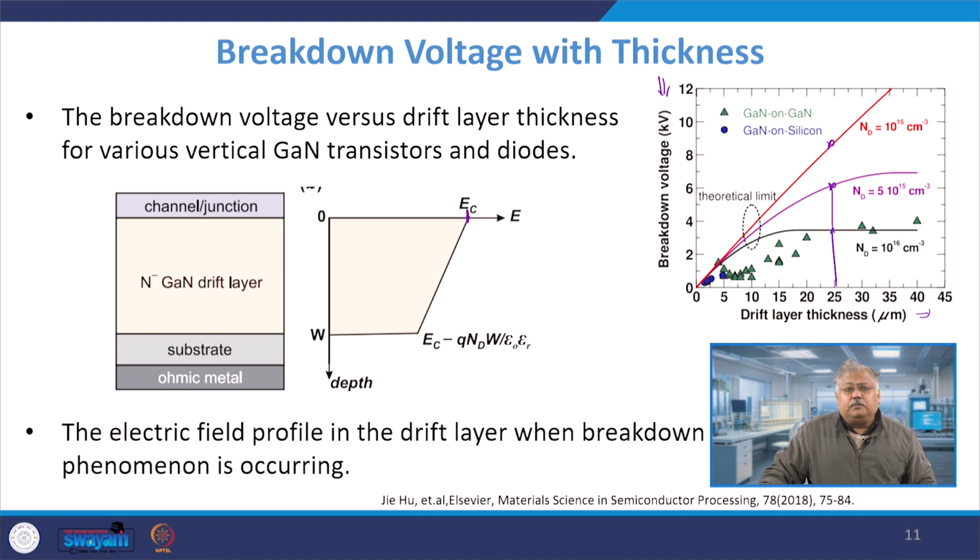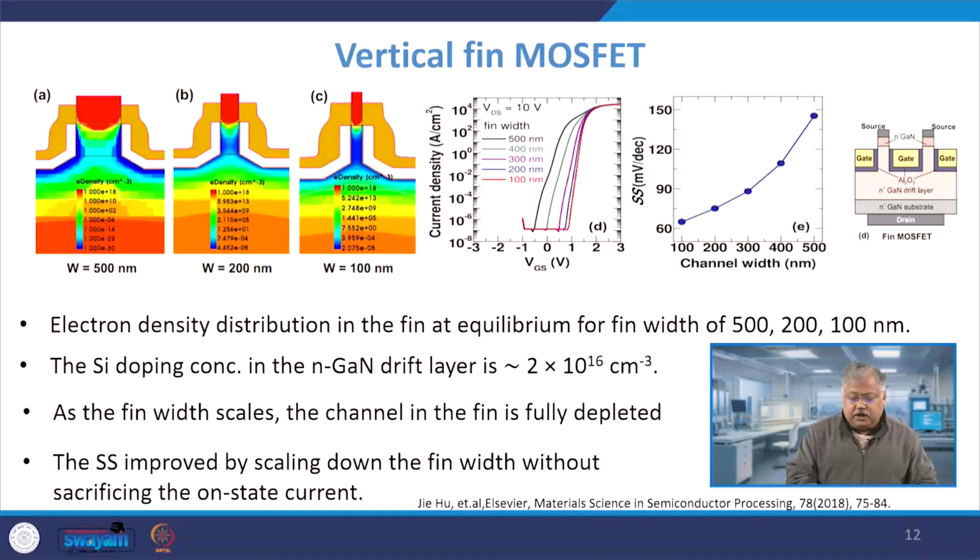It also depends upon the effective value of the relative epsilon for both the materials. So this is how you see a breakdown voltage variation with this. Let us come to the last section of our talk for this case, and this is known as a vertical fin MOSFET. What happens in this case is that you have this vertical fin.